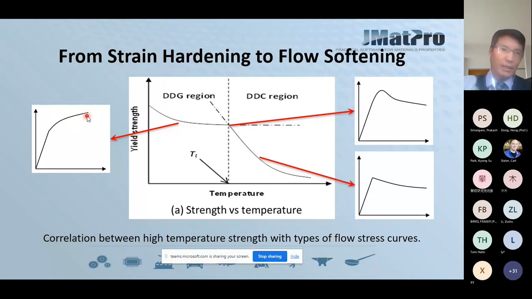Basically it means at different temperature and strain rate regimes, the transition strain can be of very different value. If the transition strain is rather high, then you will observe strain hardening only. That's typically what you get in a stress-strain curve in this DDG region. Mind you, this is strength as a function of temperature. If you're closer to the transition temperature, you will observe a flow stress curve of this type: strain hardened first and then flow softened. If you see flow stress curves in this region, then typically you will observe a curve dominated by flow softening only, because the transition strain is very small.